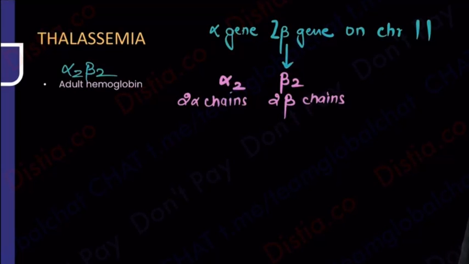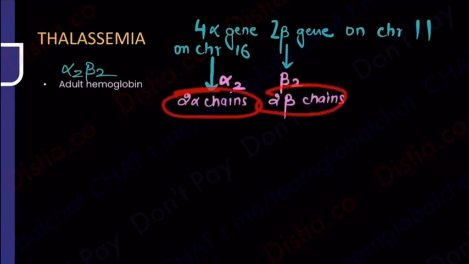Very simple. Now on the other hand, the alpha gene, you know how many do we have? We have a total of 4 alpha genes which are present on chromosome number 16. 4 4s are 16, na? So how many alpha genes do we have? 4 alpha genes present on chromosome 16 and they are going to make 2 alpha chains. So look, chains are always 2, 2. Alpha chains are always 2, beta chains are also 2.